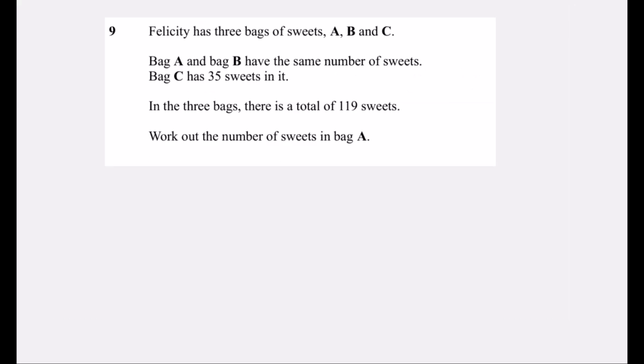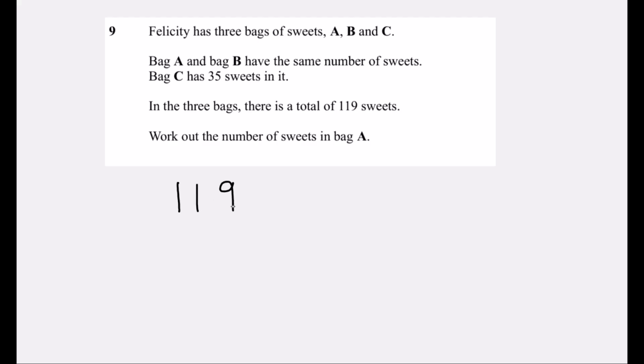Question 9. Felicity has 3 bags of sweets, A, B, and C. Bag A and B have the same number of sweets. Bag C has 35 sweets. In the 3 bags, there's 119 sweets. Work out the number of sweets in bag A.